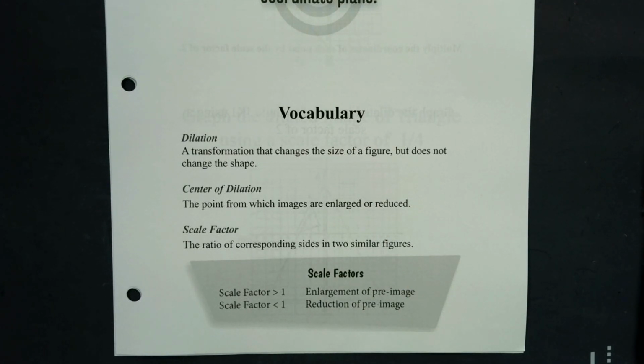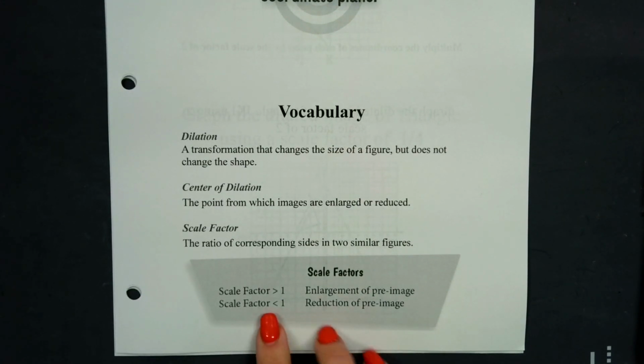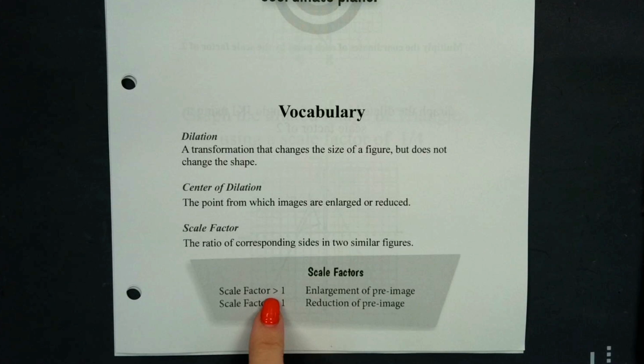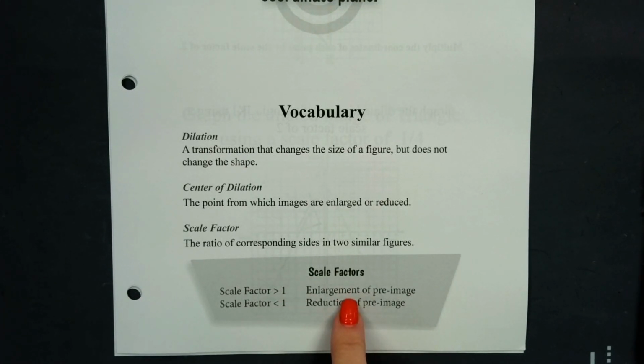Center of dilation is the point around which we do the enlargement or reduction. And scale factor, that's the one we just talked about. That's what we're actually multiplying it by. And finally, at the bottom here, this is what we just discovered, that a scale factor greater than 1 is going to result in an enlargement, and a scale factor of less than 1 is going to result in a reduction.